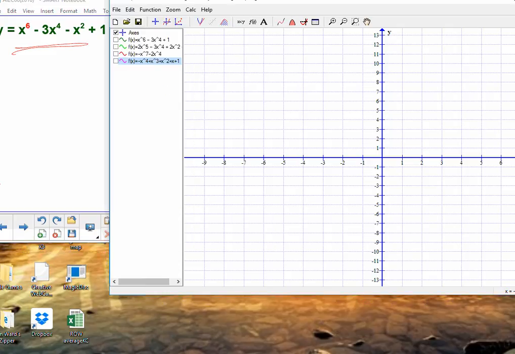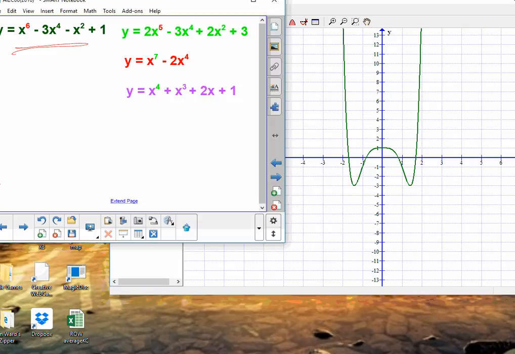Okay, so we're looking at x to the 6th minus 3x to the 4th minus x squared plus 1. The lead term is a 6th power term, and is the coefficient positive or negative? Positive. It's a positive 1, so you would expect this thing to end up heading toward positive infinity. So there's the graph of that. And again, the right-hand side, where are we heading? It's positive infinity. Okay, that graph is heading off to positive infinity.